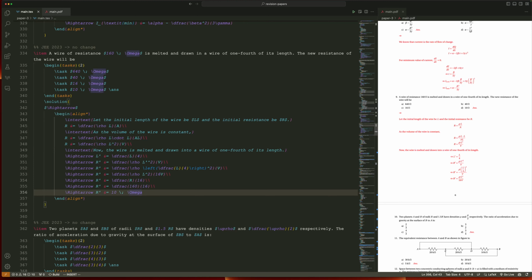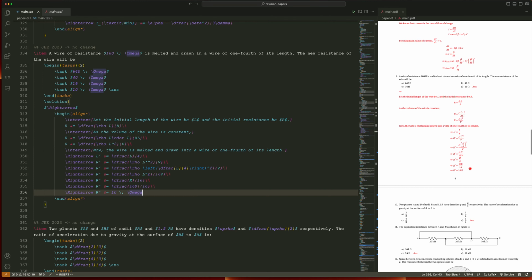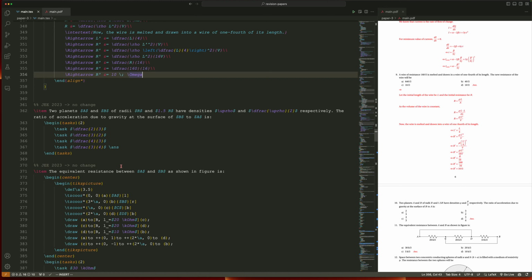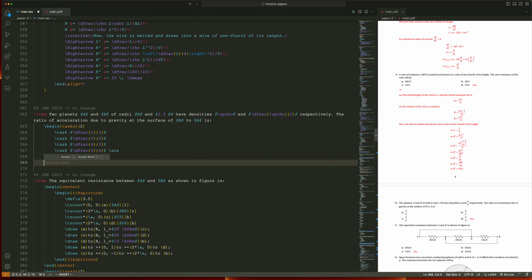Wow, it's great. So Copilot is doing a great job here. As you can see, we found the resistance as a function of V, and then we put L dash as L by 4, then R dash we can say is L dash square upon V, and then after we put everything in, we got 10 ohm, it's correct. So let's move on to problem number 10.